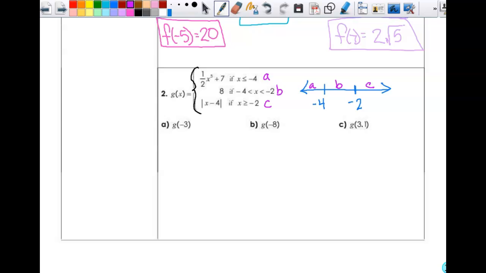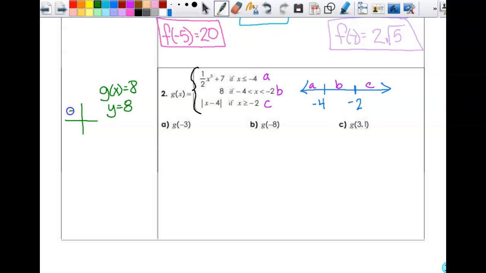Okay? So g of -3. Does -3 go with function A, B, or C? B, because it's between -4 and -2. -3 is right in here. That's how I know which one to substitute it into. I'm going to substitute it into this one right here. Well, that's kind of weird. I just have an 8. Well, what this means is that g of x equals 8, which is y. So it just means y equals 8.